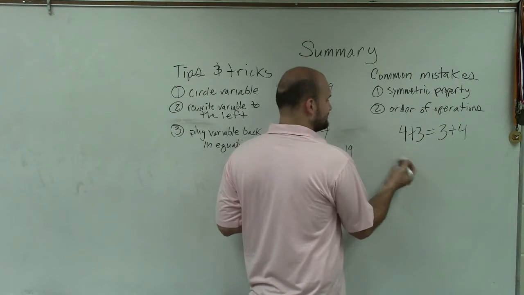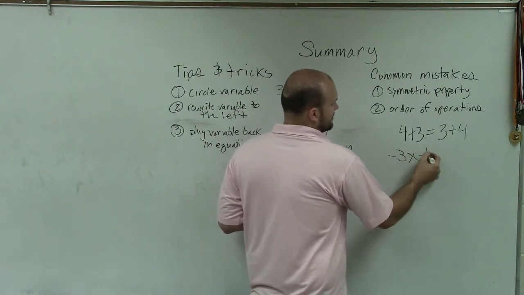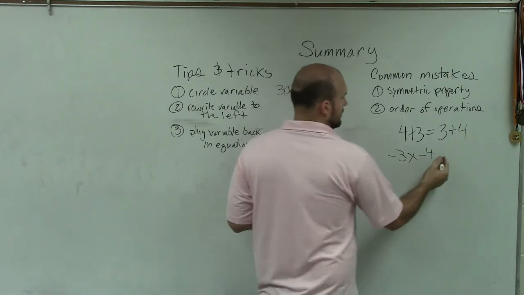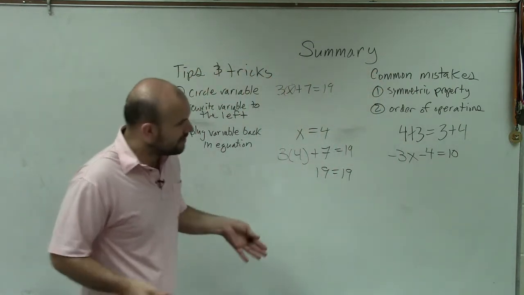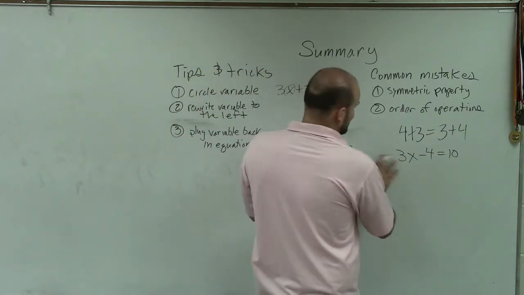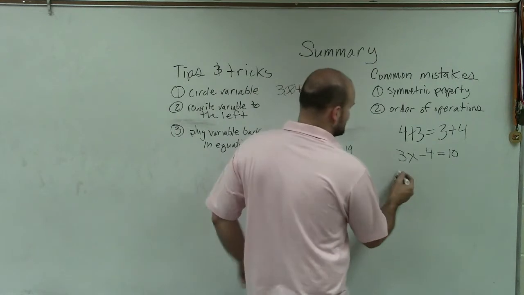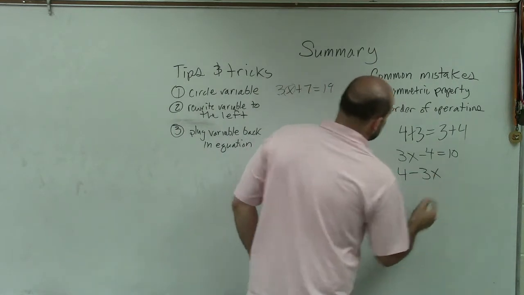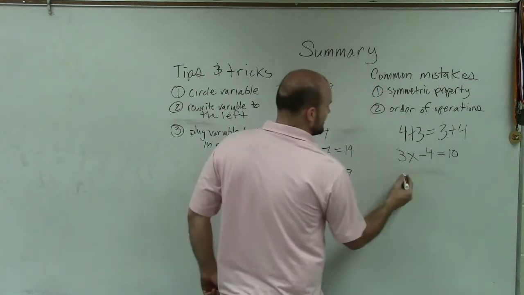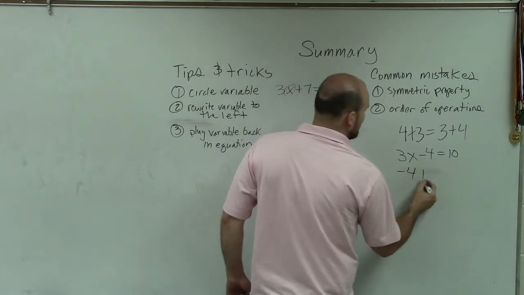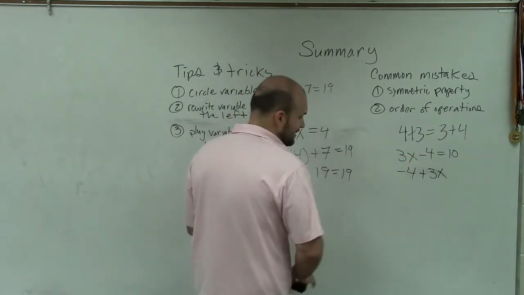Let's say you have 3x minus 4 equals 10. Or let's make this positive. When you're solving these, you can't just swap them and say 4 minus 3x. That doesn't work. If you're going to rewrite this, it should be negative 4 plus 3x, because that 3x is positive, even though we'd like to write it in that format.